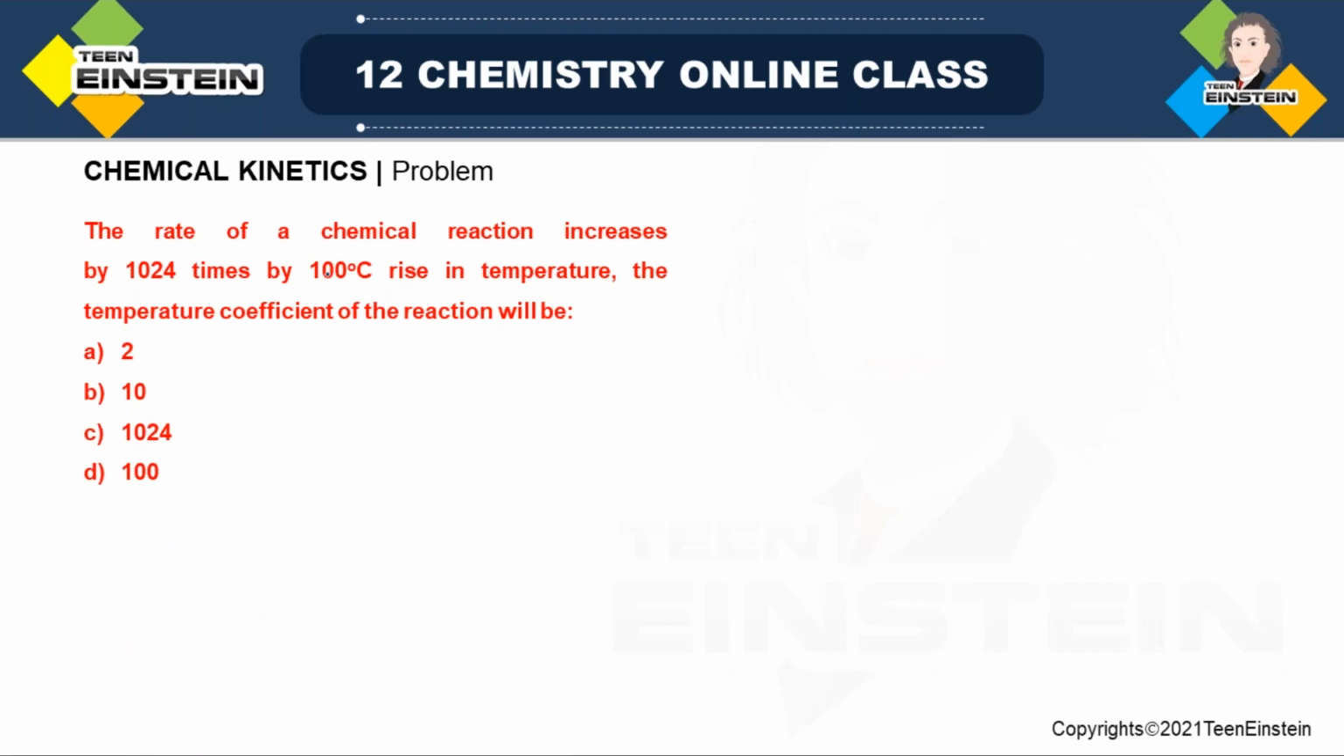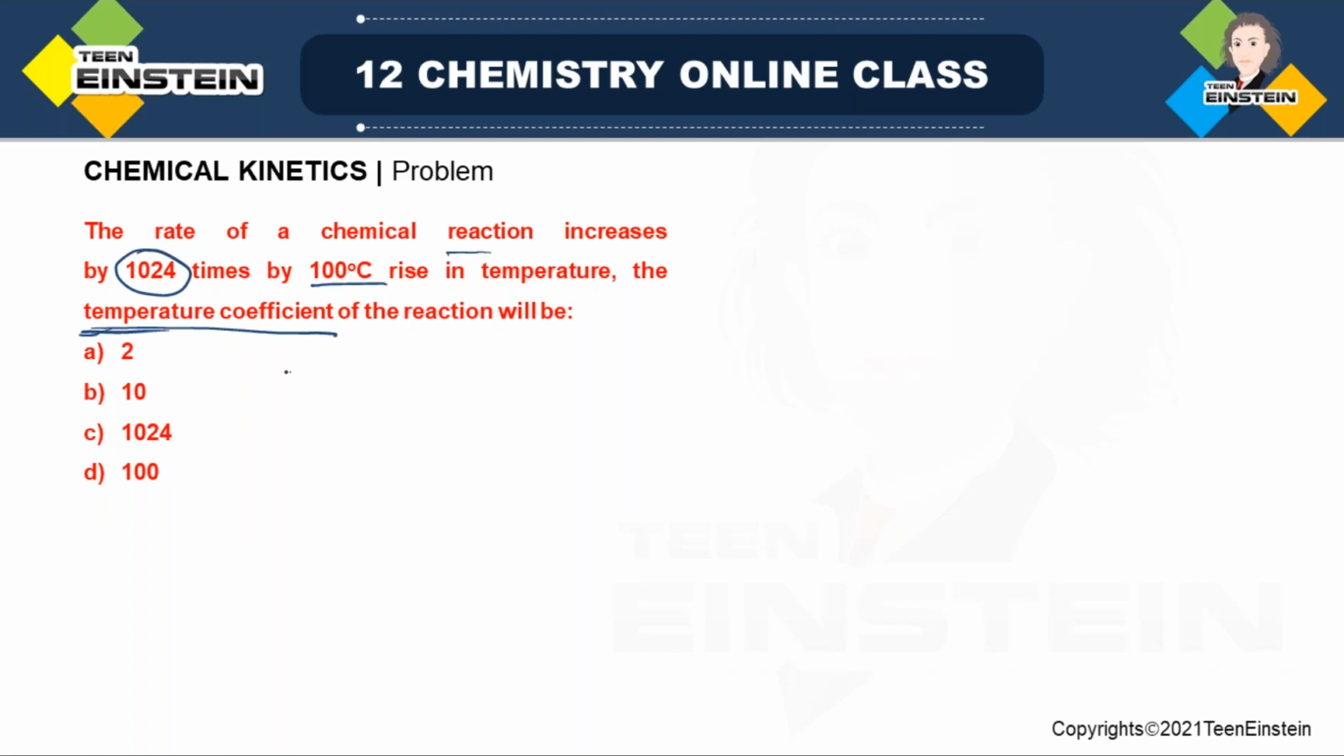This problem is related to temperature coefficient. You are seeing this term for the first time because I have not discussed it before, and I am discussing this numerical intentionally so that we can understand what temperature coefficient is and how we can calculate it. It says that the rate of a chemical reaction increases by 1024 times when there is a 100 degrees centigrade rise in temperature. What does it mean?